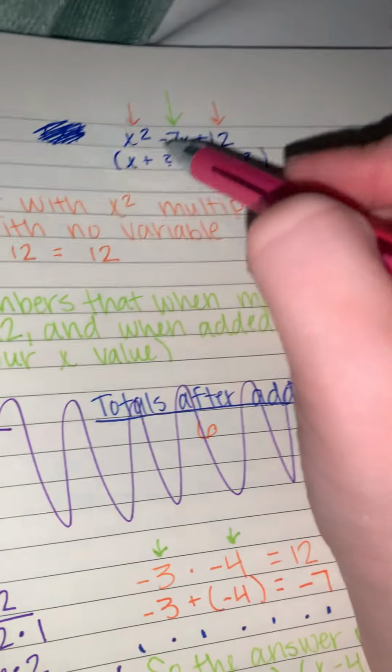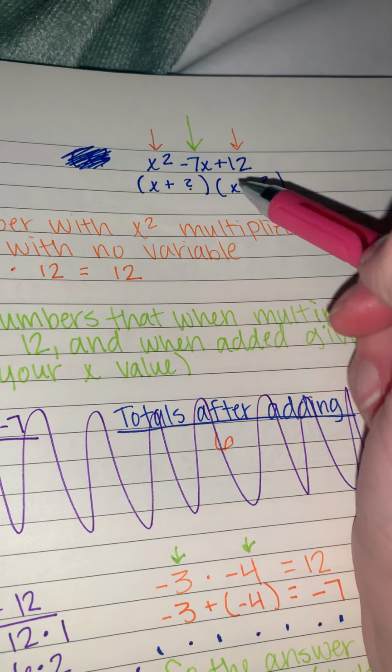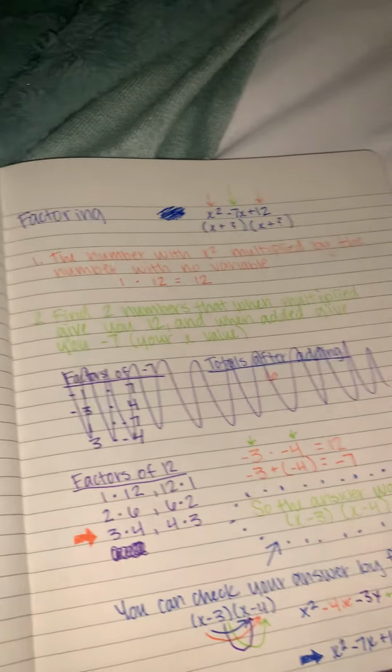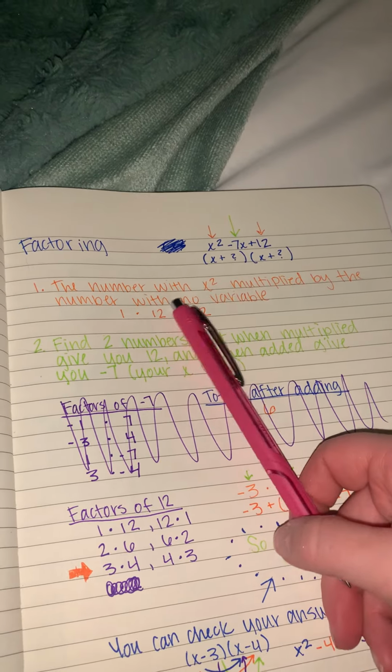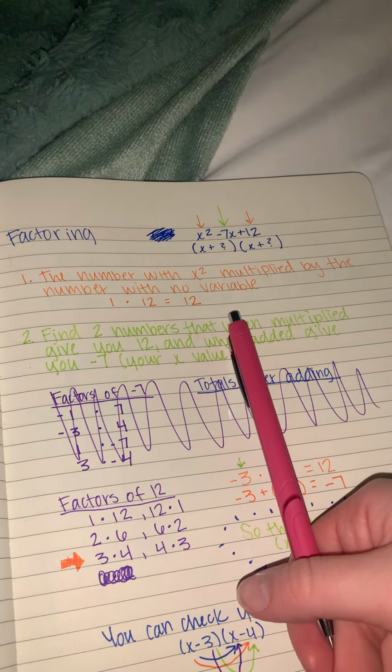Okay, factoring. So this is what they're going to give you, like x squared minus 7x plus 12, and you have to figure out what goes here. So it's basically what we've been doing in reverse. So the number with x squared multiplied by the number with no variable.